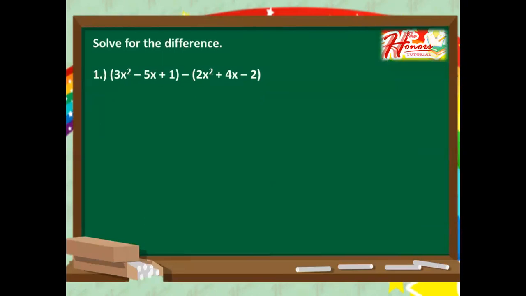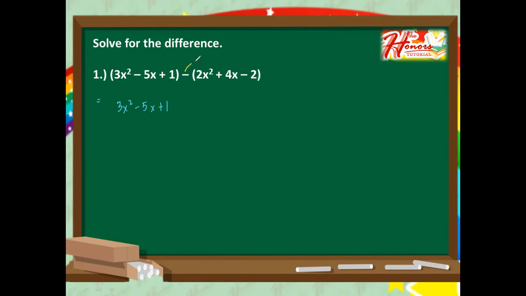Solve for the difference. Number 1. We have here 3x squared minus 5x plus 1 minus 2x squared plus 4x minus 2. So this is what you are going to do first. Kindly copy the given. So we have here 3x squared minus 5x plus 1. And then please change the sign of the second given. We have to distribute this.